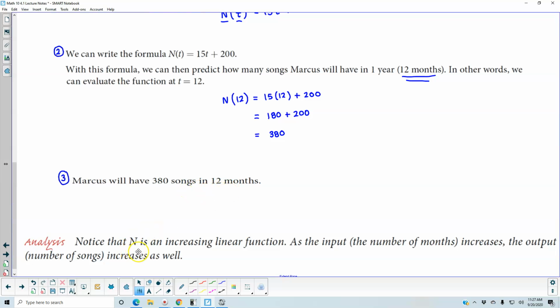Now notice that capital N is an increasing linear function because the slope is positive. So as the input, the number of months increases, the output, the number of songs increases as well.